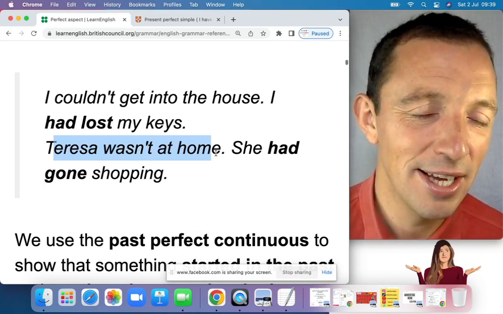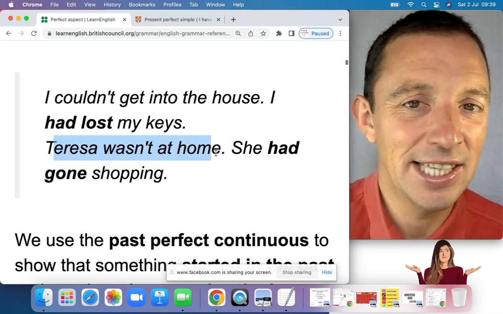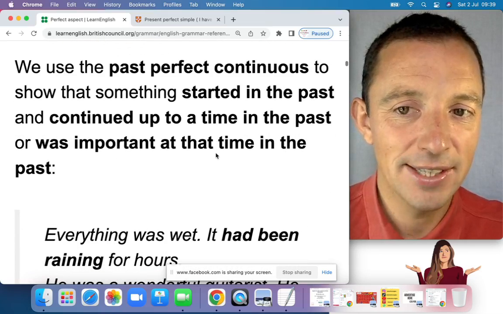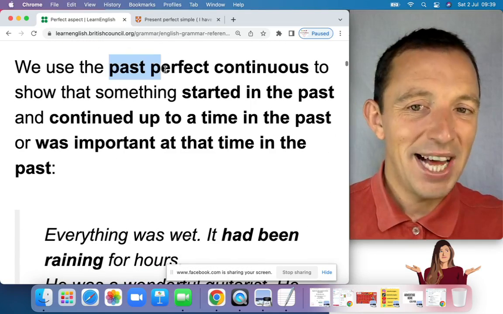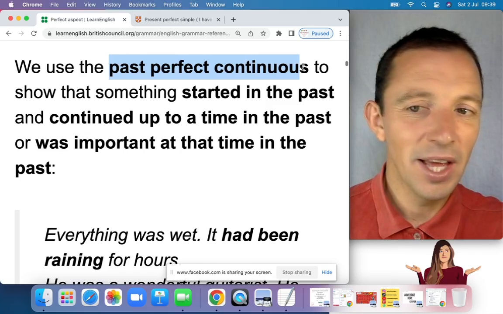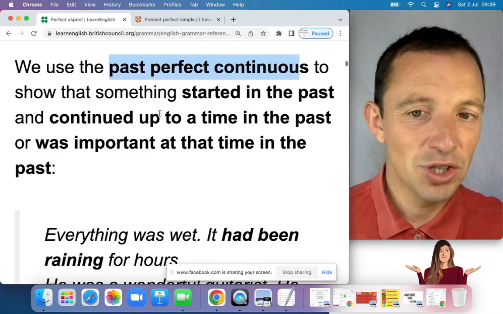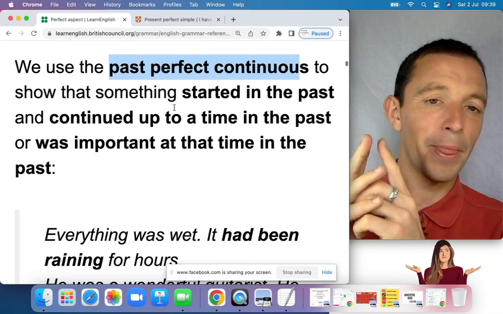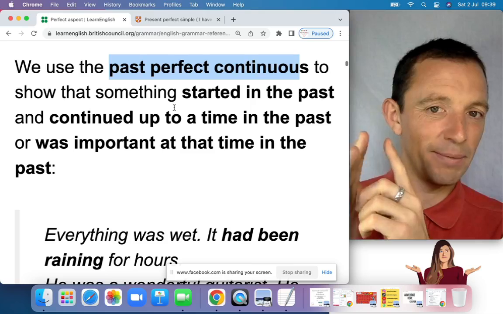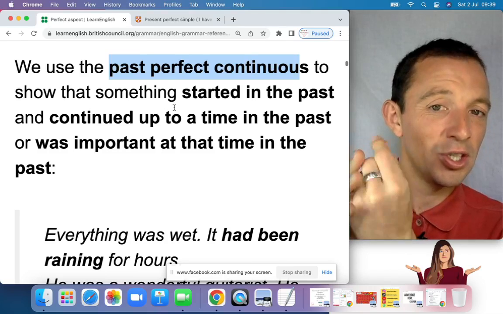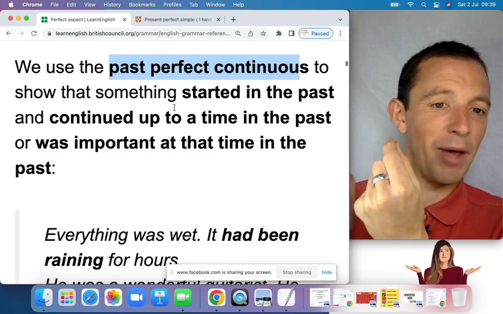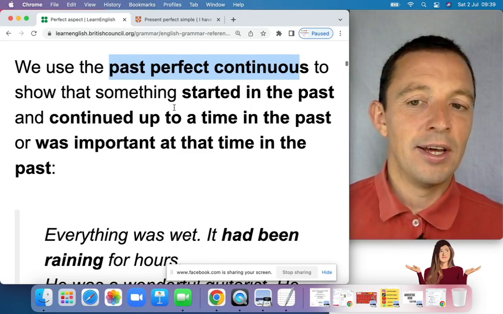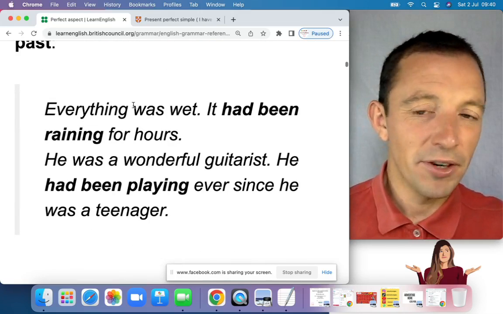Okay, so that's the past perfect, and this is the times and the explanation when we use the past perfect. Next, we use the past perfect continuous to show that something started in the past and continued up to a time in the past. So again, this is the same, except it's more continuous before this particular moment in the past. So again, we have a particular perspective of the past and we have a continuous period of time and action. So here is the first example.